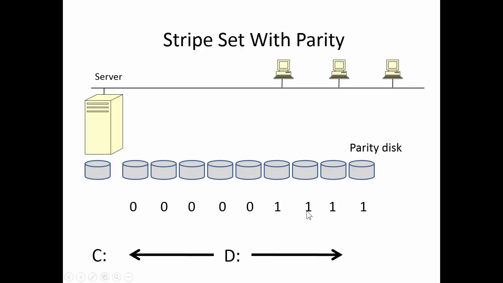And as you know, the parity bit is set to 0 or 1 such that when we take all 9 bits together, we will always get an even number of 1s. This parity bit is set to 1.